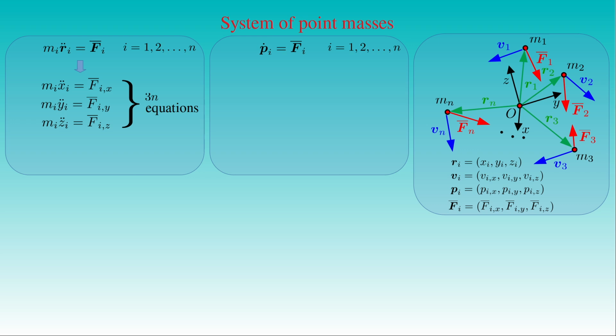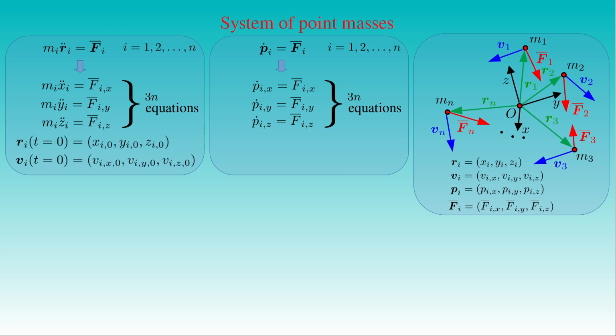Similarly, we can express the 3n scalar equations as the first-order time derivatives of the Cartesian components of the momentum of the point mass mi, given by the Cartesian components of the force F̄i acting on the point mass mi. If all the instantaneous forces acting on the point masses in the system are known, then an initial value problem can be formulated and we can determine the motion of the whole system. The initial values are either specified by the 3n initial coordinates and the velocities of the point masses or their initial momenta.